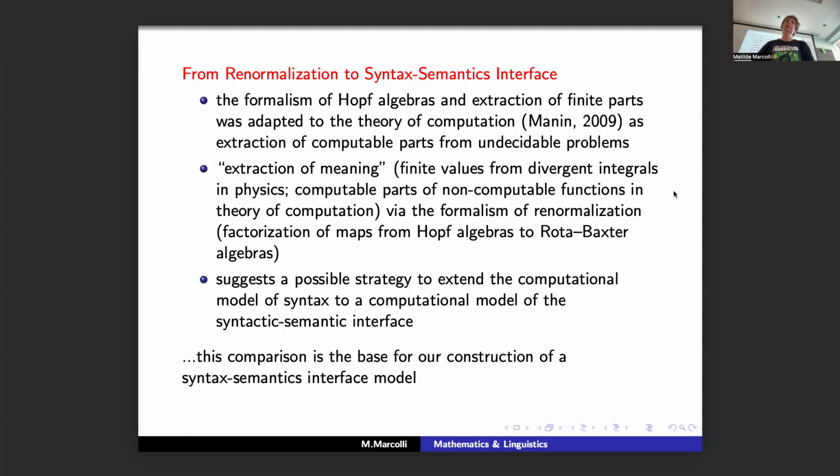And a few years later, in 2009, Manin proposed this idea of doing a similar kind of structure with Hopf algebras and factorization in a setting that's different from quantum field theory, which is in the theory of computation, where in a sense you also have infinities. So you have infinities like the halting problem. You don't know if your running time is finite or not. And you have undecidable problems, which have exactly these characteristics, that they are like the infinities in the theory of computation.